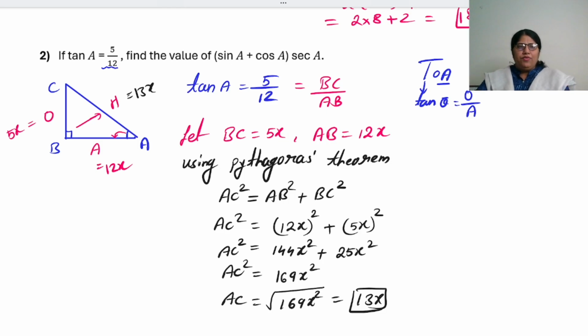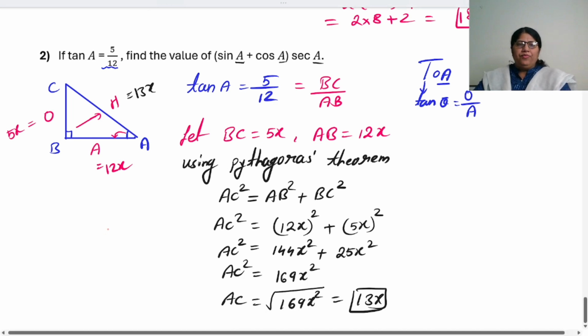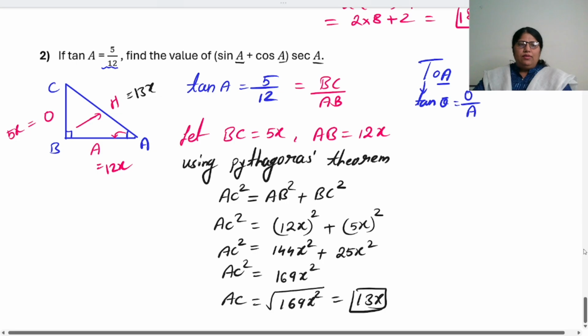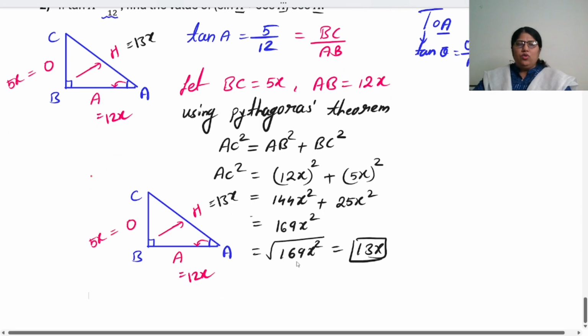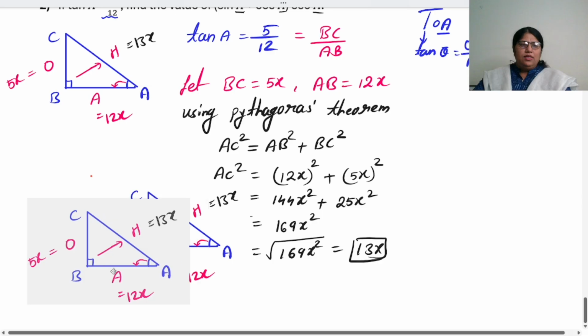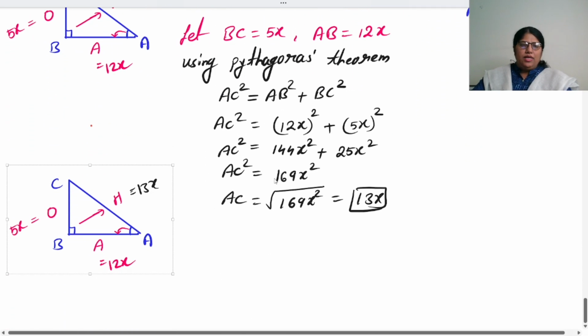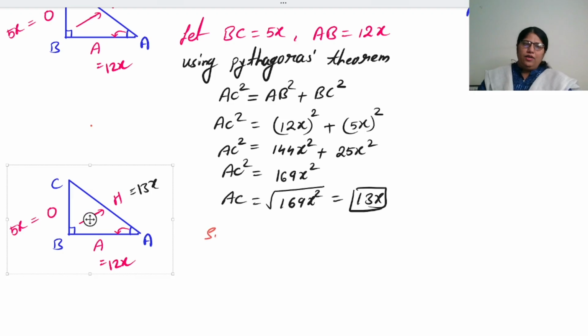And what is the value we have to find out? Now all the trigonometric ratios are for angle A. So we have to substitute these values, opposite, hypotenuse, adjacent, to calculate those values. Again, you can use your SOHCAHTOA. I'm just copy pasting here so we can refer to it. What is the value we need to find out here? Sine A plus cos A times sec A.